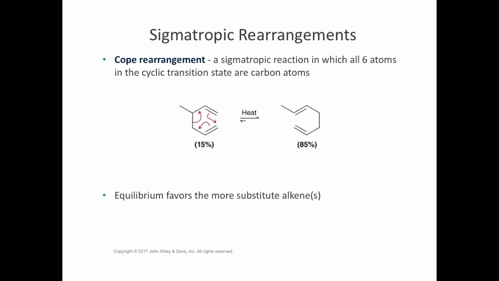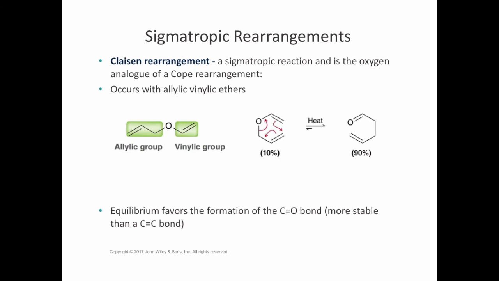A common one is the Cope rearrangement, in which all 6 atoms in the cyclic transition state are carbon atoms. Equilibrium favors the more substituted alkene. Here we have 2 monosubstituted alkenes, but here we have a monosubstituted and a disubstituted. So this particular reaction is going to favor the products.